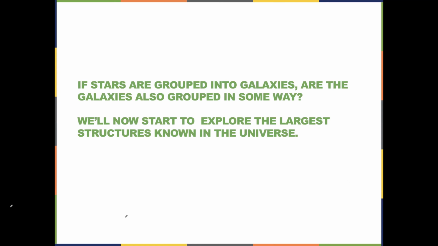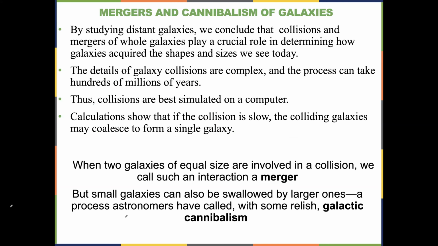Now we have talked a lot about galaxies, and how the shapes and sizes of galaxies look when you go back in time. What we know is that stars group into galaxies, right? So most of the stars that you see are normally inside galaxies, grouped in one galaxy. The next question is, are the galaxies also grouped in some way? We have already discussed that. What we know is galaxies are also grouped in a certain way. And we will now start to explore the largest known structures in the universe, which are called galaxy clusters, right?